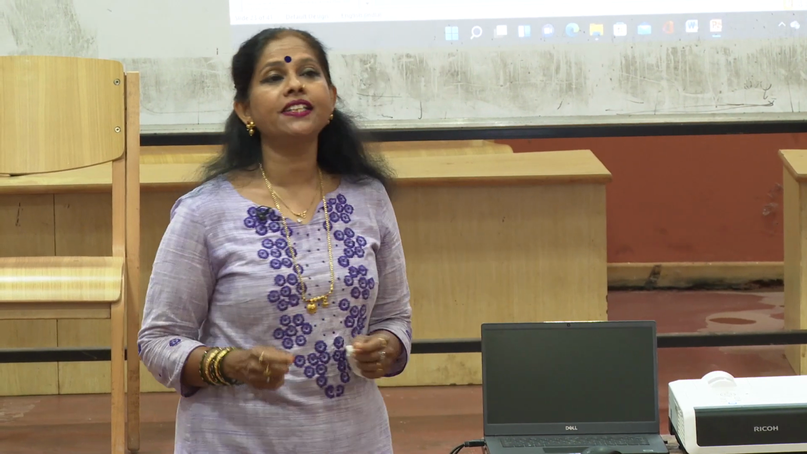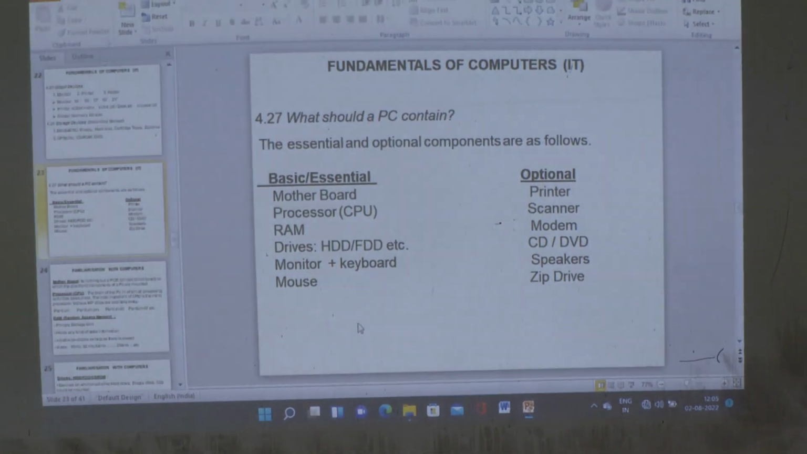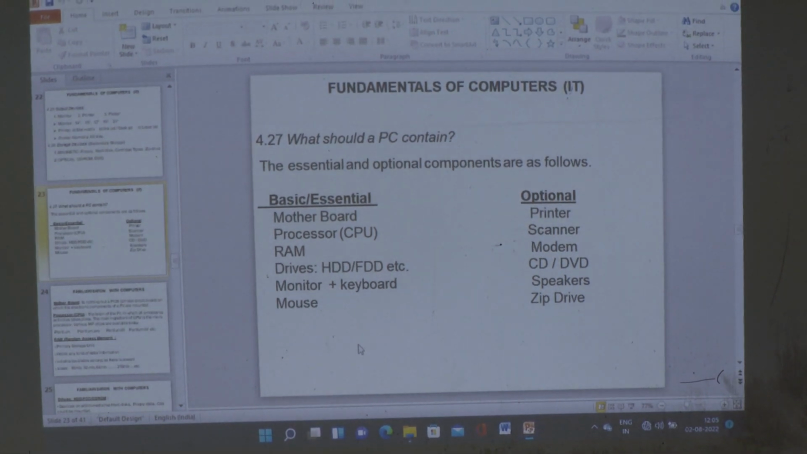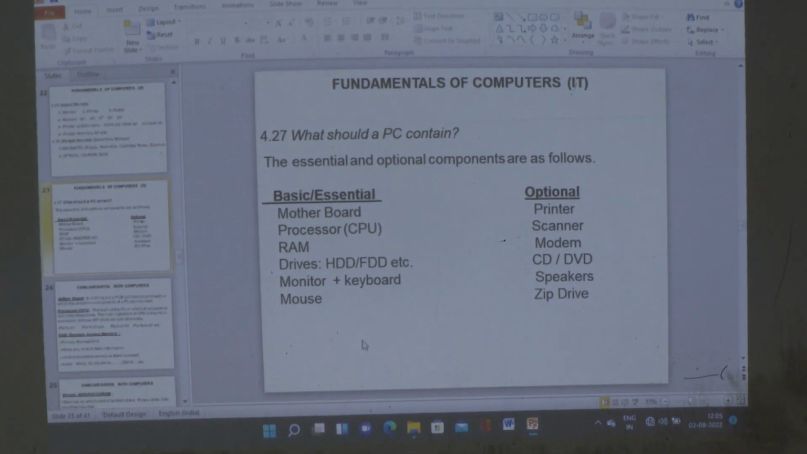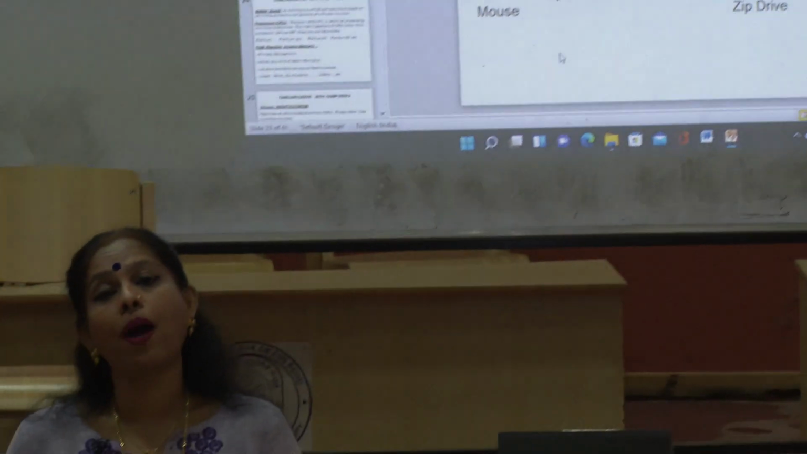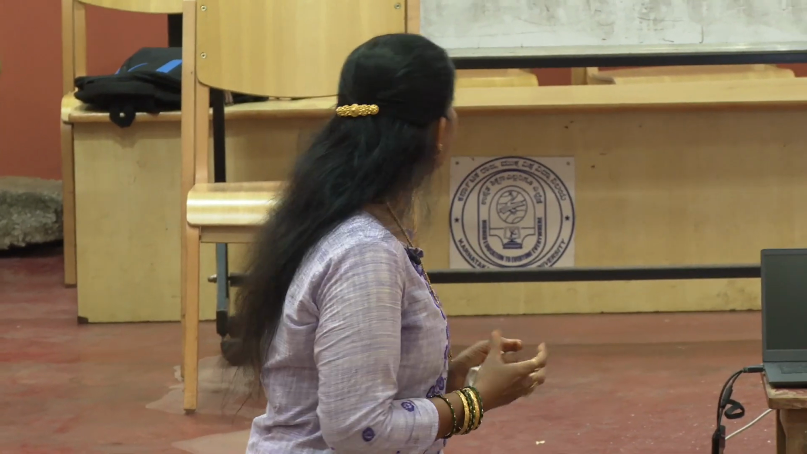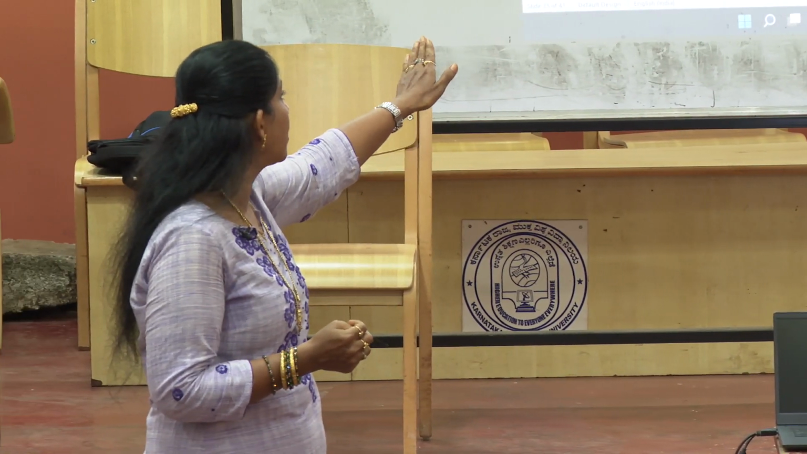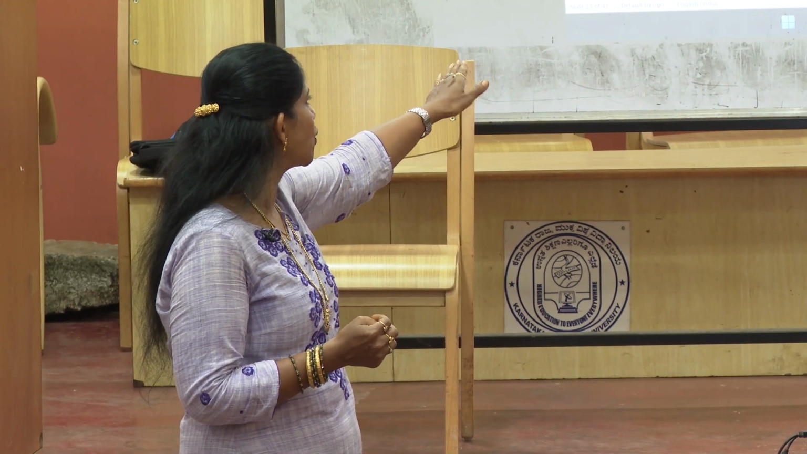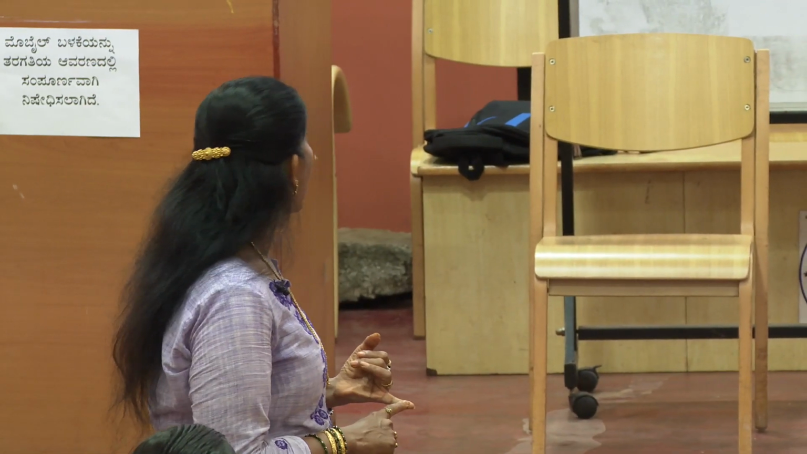When you buy a PC, you should know the minimum essential components. If you want to buy a computer, some will tell more charges, some will tell less charges, depending on the parts you are configuring. Essential and optional components are as follows. Basic essential: motherboard. Motherboard is a must, it is an essential part. CPU, what is CPU? Processor.